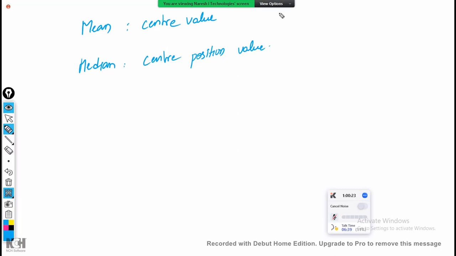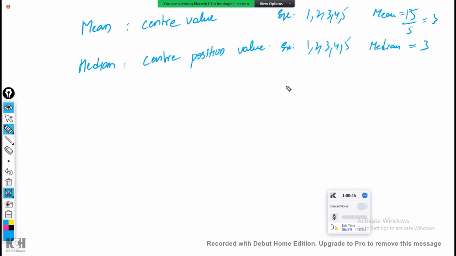Example, let us take it like this: 1, 2, 3, 4, 5. In this case, the mean is equal to 3, because you are going to get a total of 15, and 15 by 5 is 3. The median is also 3. In this case, both are equal.